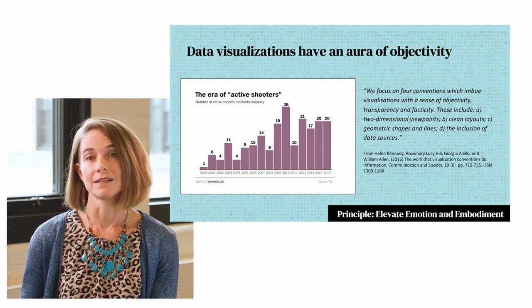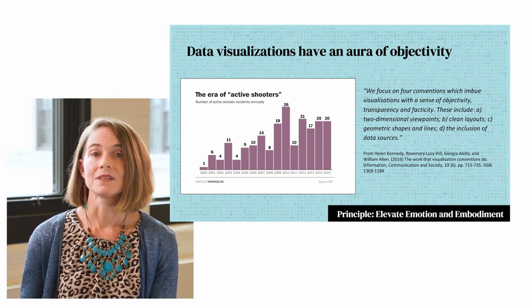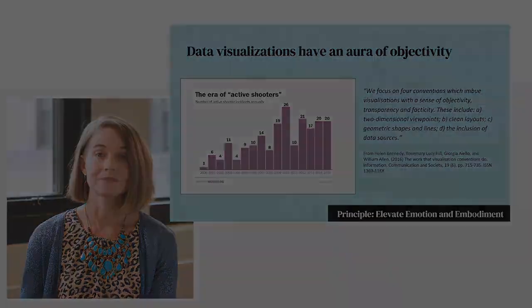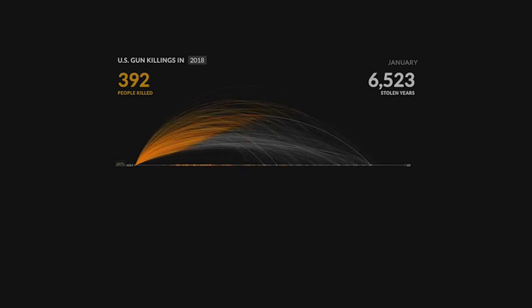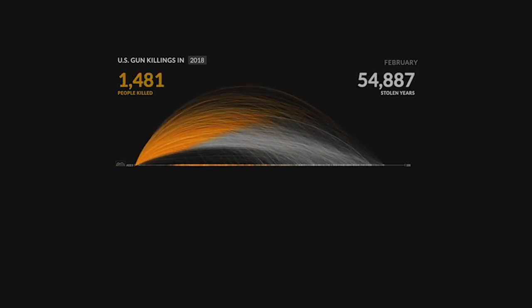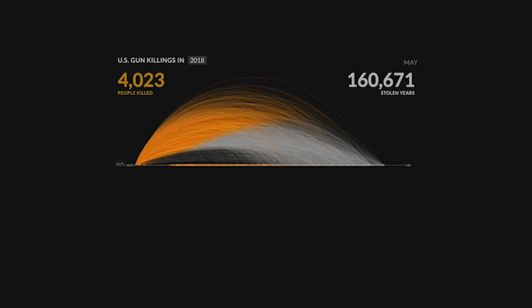So what about the opposite? Visualizations that deliberately leverage emotion. That's what this next example helps us to explore. So what you're looking at here is an animated visualization. It represents the number of gun-related deaths in the United States in 2018. Each of the people killed by a gun in that year is represented as a single arc. The arcs are traced one by one on the screen, starting out slow, but then they get faster and faster until they create that semicircular web that you see in the larger image.